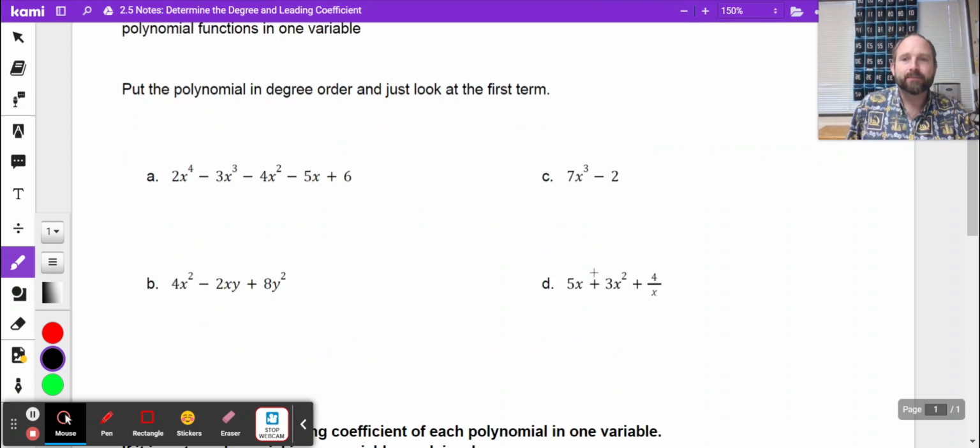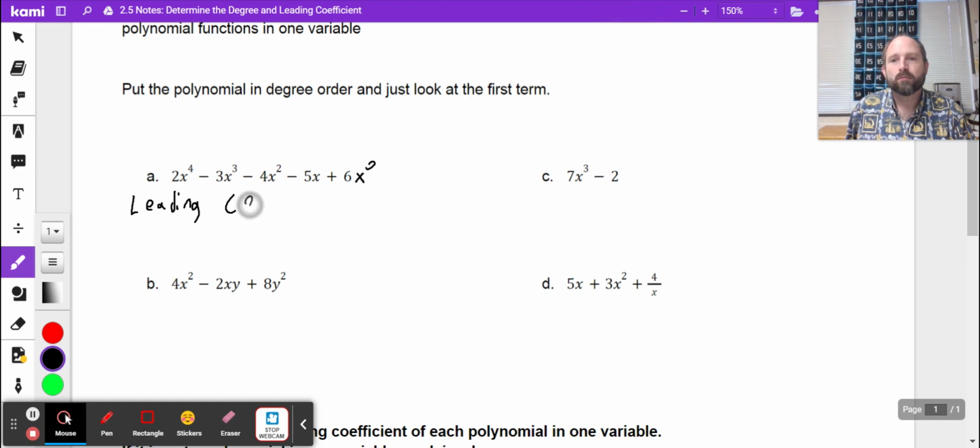So if we look at it, we look at this 2x to the fourth, 3x cubed, x squared, x, and 6. Well, it's in order from 4, 3, 2, 1, and 0 right here, x to the 0. So the leading coefficient is 2. And the degree is 4. Done.